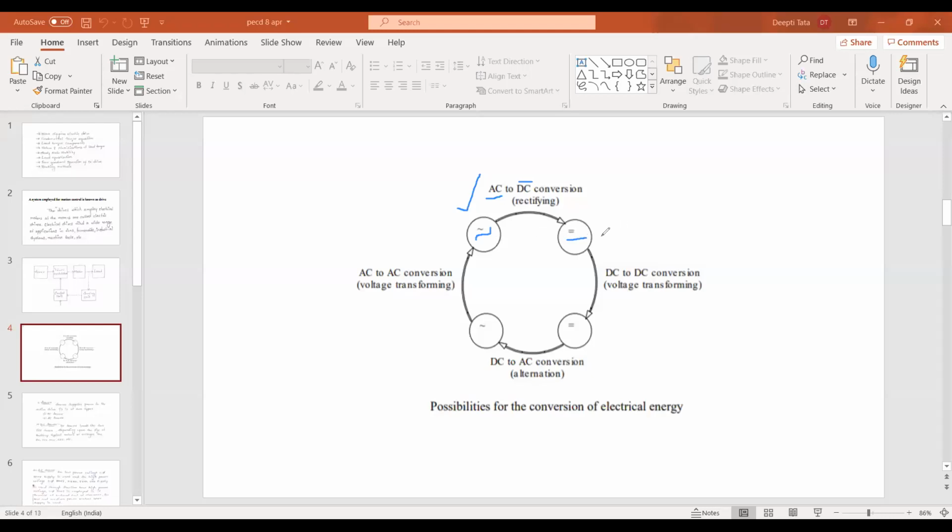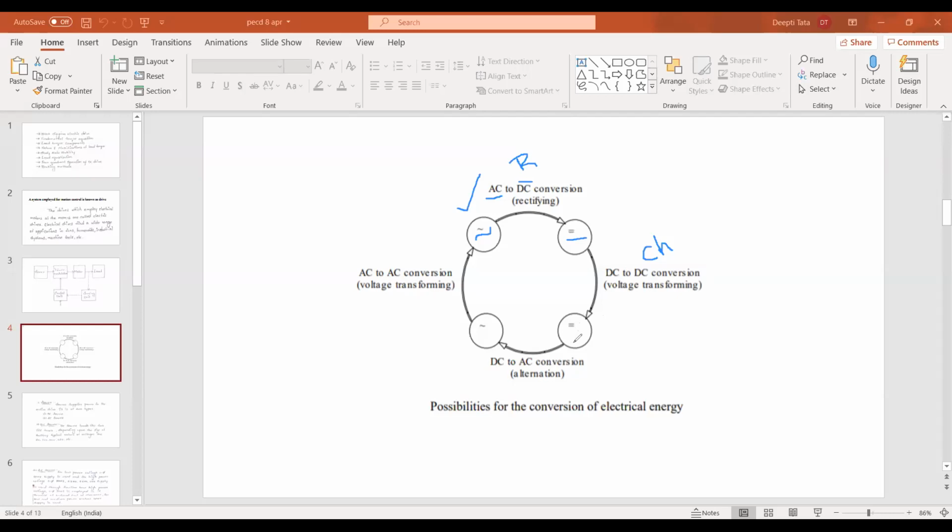Okay, one thing is over. Next, some person is saying that, please change the value of DC present here. That is DC to DC conversion. What is the conversion name here? Chopper or rectifier? DC to DC conversion. Chopper. What is AC to DC? Rectifier, exactly. So chopper is going to be operated here.